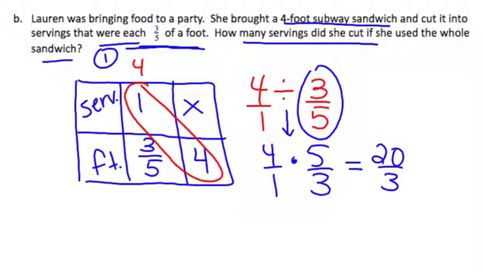But that's improper. So 3 goes into 20 6 times. That'll give me 18. And then I'll have 2 leftover to get to 20. So 6 2/3. And that's servings.